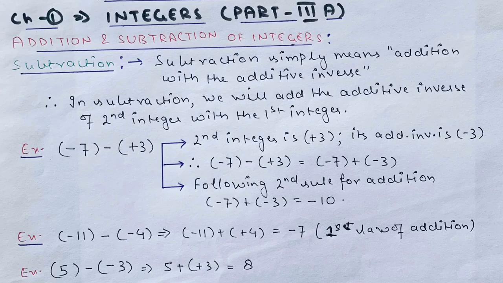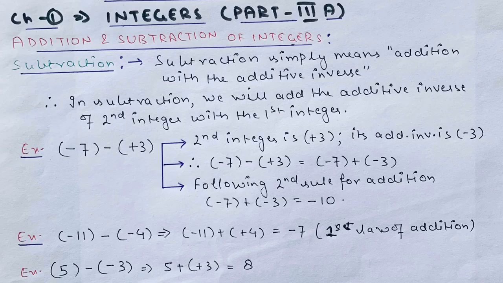So, in subtraction, what will we do? We will add the additive inverse of the second integer to the first integer. It will become more clear with the example. Minus 7 minus plus 3. The second integer is plus 3, its additive inverse will be minus 3. Then minus 7 minus plus 3 becomes minus 7 plus minus 3. Why? Because I have told you, you have to add the additive inverse.